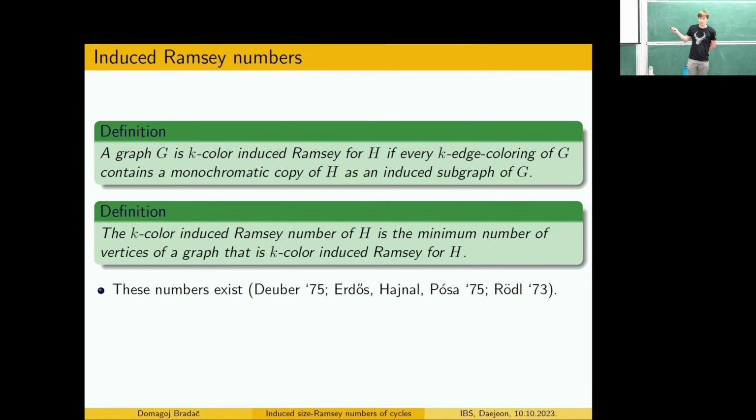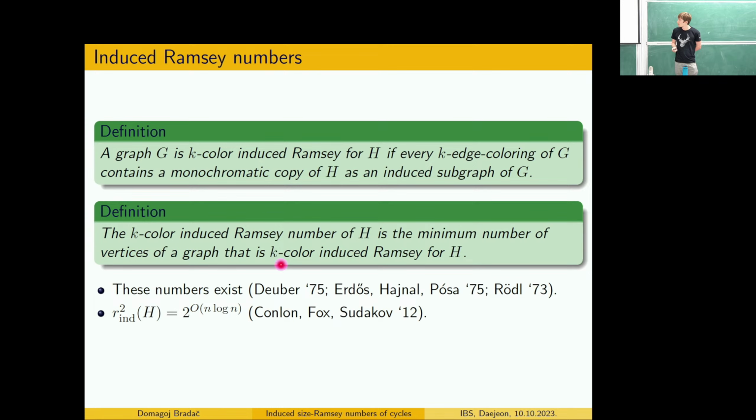And it doesn't follow from Ramsey's theorem that these numbers are actually defined, but it was proven by several groups of authors that these numbers actually do exist. And here the main question is, okay, can you give a good bound for the induced Ramsey numbers of graphs on n vertices?